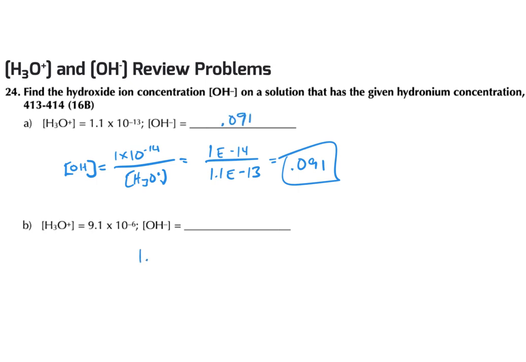All right, if I do the same thing with the next problem, I'll have 1e to the negative 14 on the bottom. And now the denominators, again, the given numbers, so 9.1 times 10 to the negative 6.